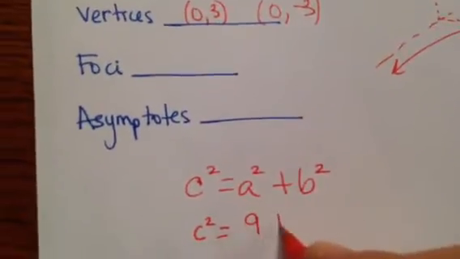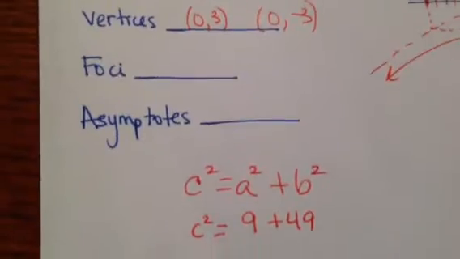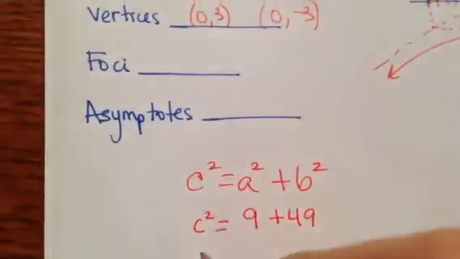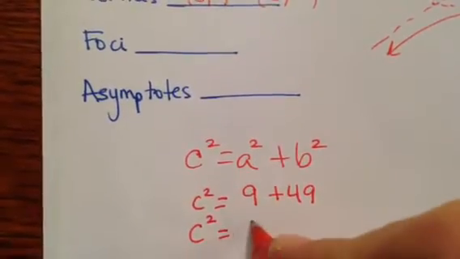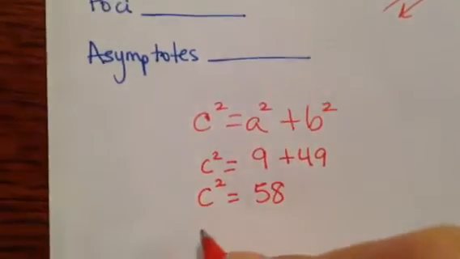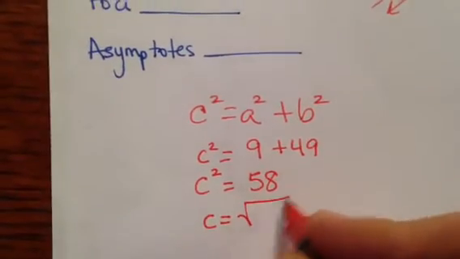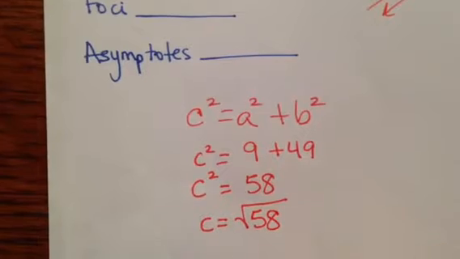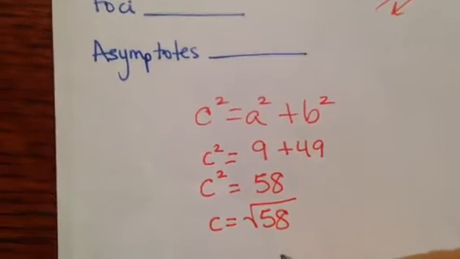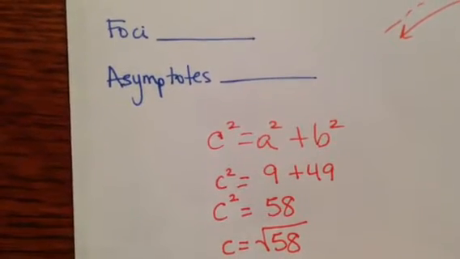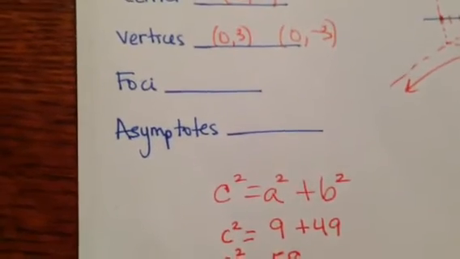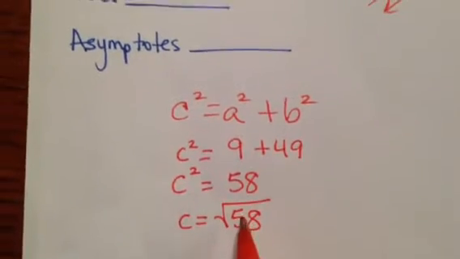What was that? Oh, 9 and 49. So c squared is what? 58. So c is going to be the square root of 58. And let's see, I'm trying to think if a perfect square goes in there. 4 doesn't, 9 doesn't. So I think we're okay. So let's just leave it like that.